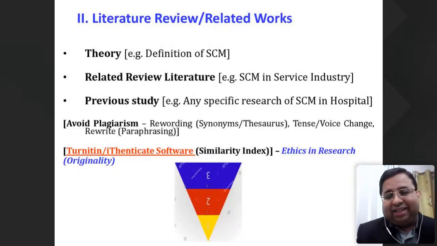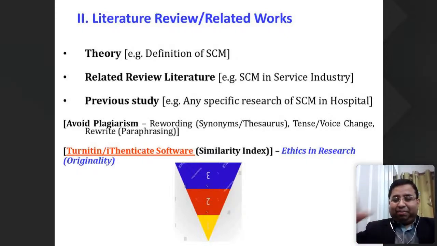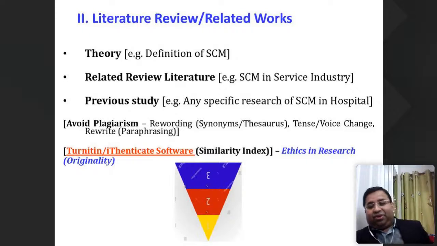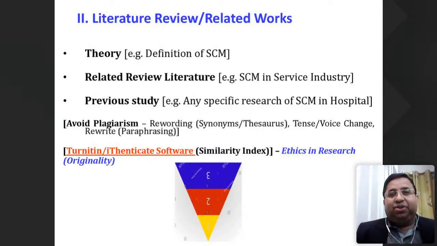Secondly, you have to check the tense and voice. Suppose they explain in the present tense, so now you have to convert to the past tense. They mention active voice, you have to convert to the passive voice. I again remind you, at first you have to copy and paste. Then you try to apply rewording, synonyms, or the thesaurus, or you can apply the tense. Or finally, you can do one thing: paraphrasing. We always mention that paraphrasing is the best option. You should rewrite the whole paragraph. So it is not very easy.